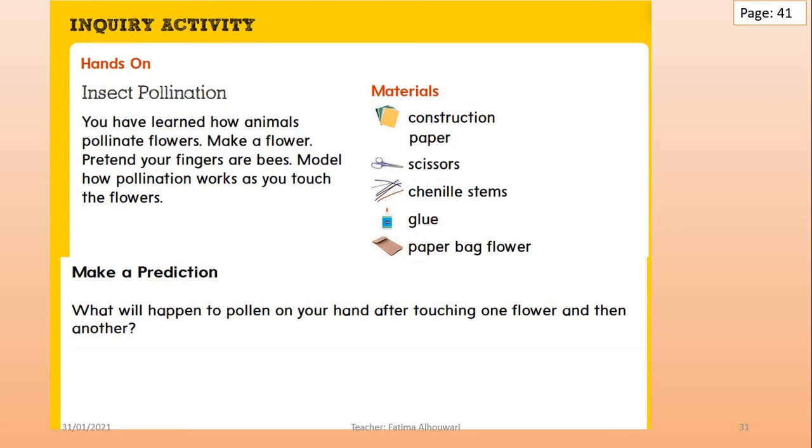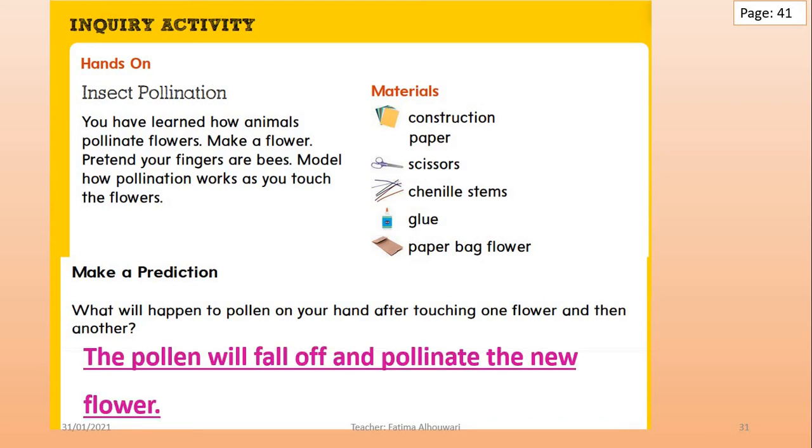So, what do you think grade 2? What will happen? Think about it and write your answer. For me, I think the pollen will fall off and pollinate the new flower. The needed materials for this activity are construction paper, scissors, chenille stems, glue, and paper bag flower.